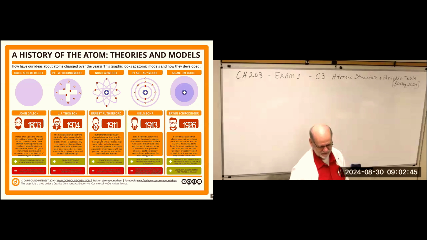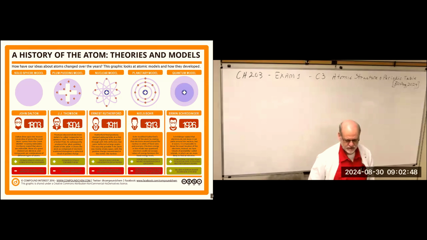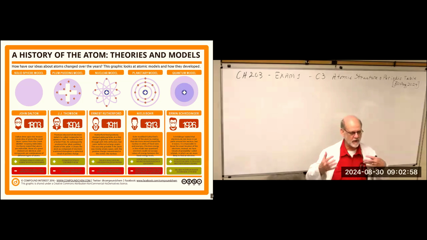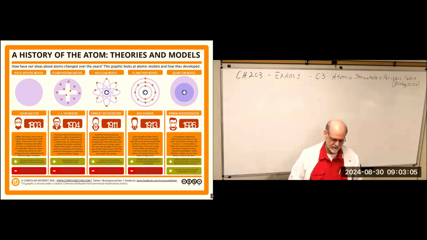All right. So a little history. I got this from somebody, I don't remember the guy's name, who puts these things together called Compound Interest. Just little charts that summarize various things. They're not all chemistry. Some of them are physics and some of them are biology.